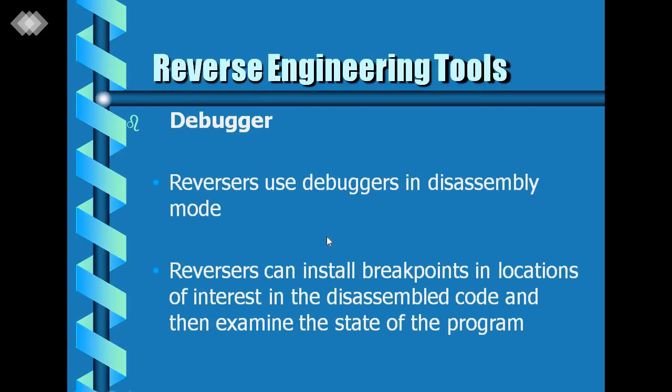Debuggers: software reverse engineering uses debuggers in assembly mode. They can install breakpoints in locations of interest in the disassembled code and then examine the state of the program.